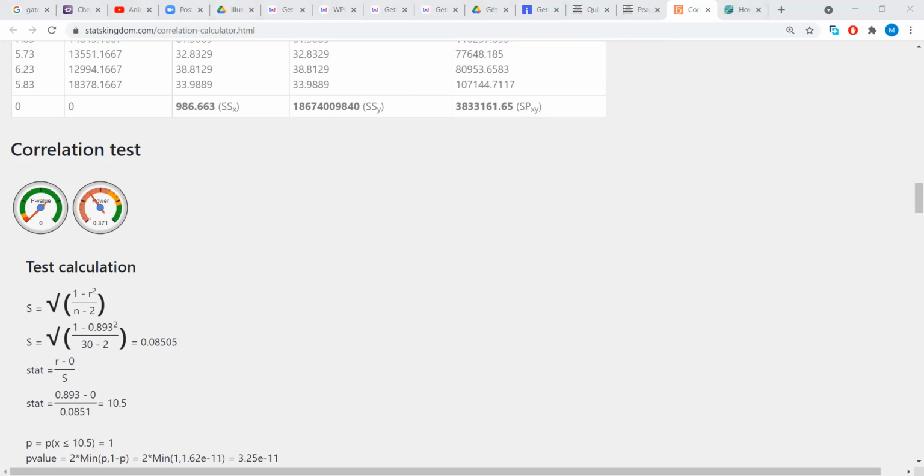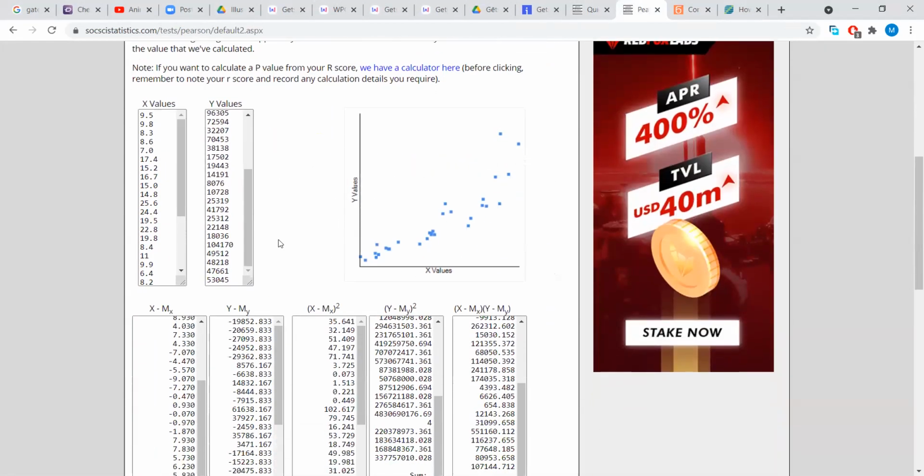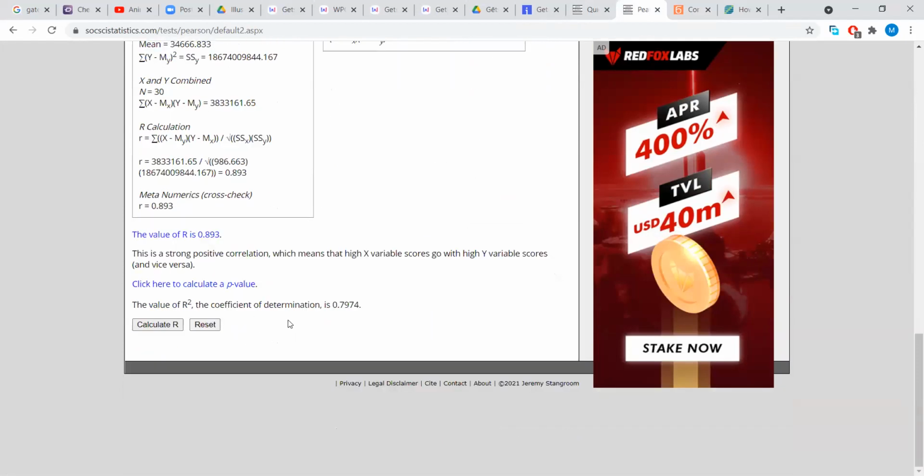How about the value of the correlation coefficient? This, sir, 0.7974. Okay, very good.